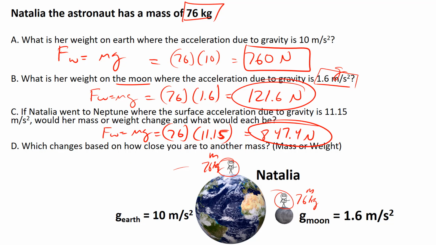Weight changes based on how close you are to another mass. Mass does not change. Her mass is 76 kilograms on the Earth, and 76 kilograms on the Moon. But because Fw equals m times g, and g does change, the weight would change as a result. So the bigger the planet, the more massive it is, the more weight you would have on that planet.